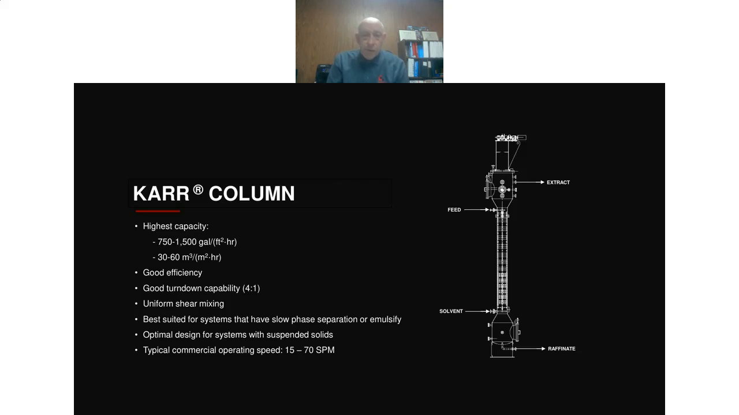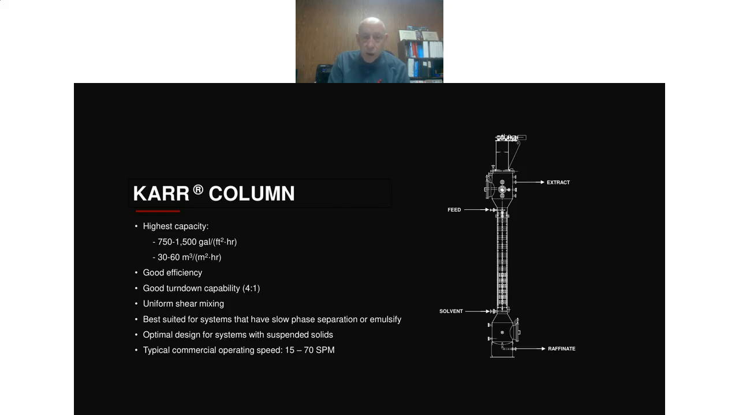The Karr column is different. Instead of having rotating internals, it has a plate stack that reciprocates up and down. And the key to the Karr column is that you have uniform shear mixing across the whole cross section of the column. And we have found that this is the type of mixing that works best for low interfacial tension, low density difference systems, systems that tend to emulsify very easily. This is the type of column that works best for those types of systems. And the fermentation broths, algae broths, those kinds of things tend to work best here.